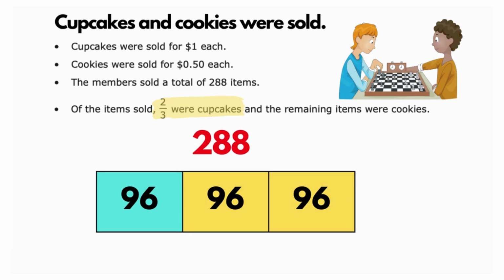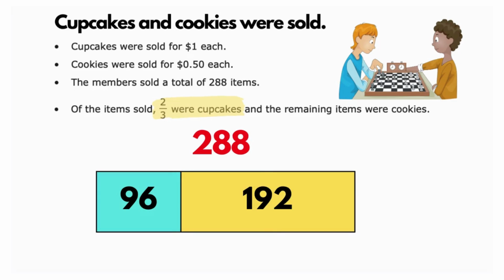So let's break it into the thirds. We take 288 and divide it by 3, so we could take it into 1/3, 2/3, and 3/3, and then highlight 2/3 of them. That's 96 and 96. We add those together, we get 192. So we know 2/3 of 288 is 192.